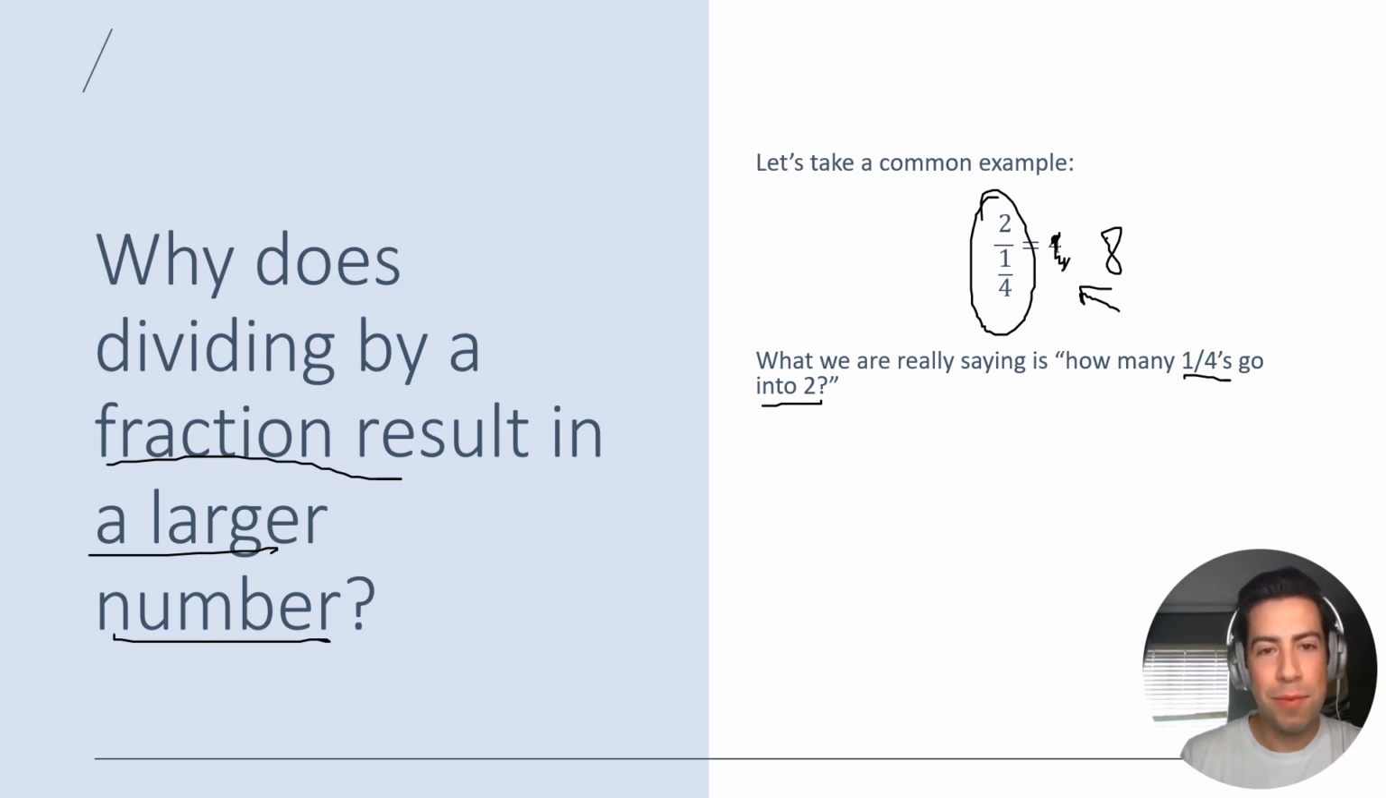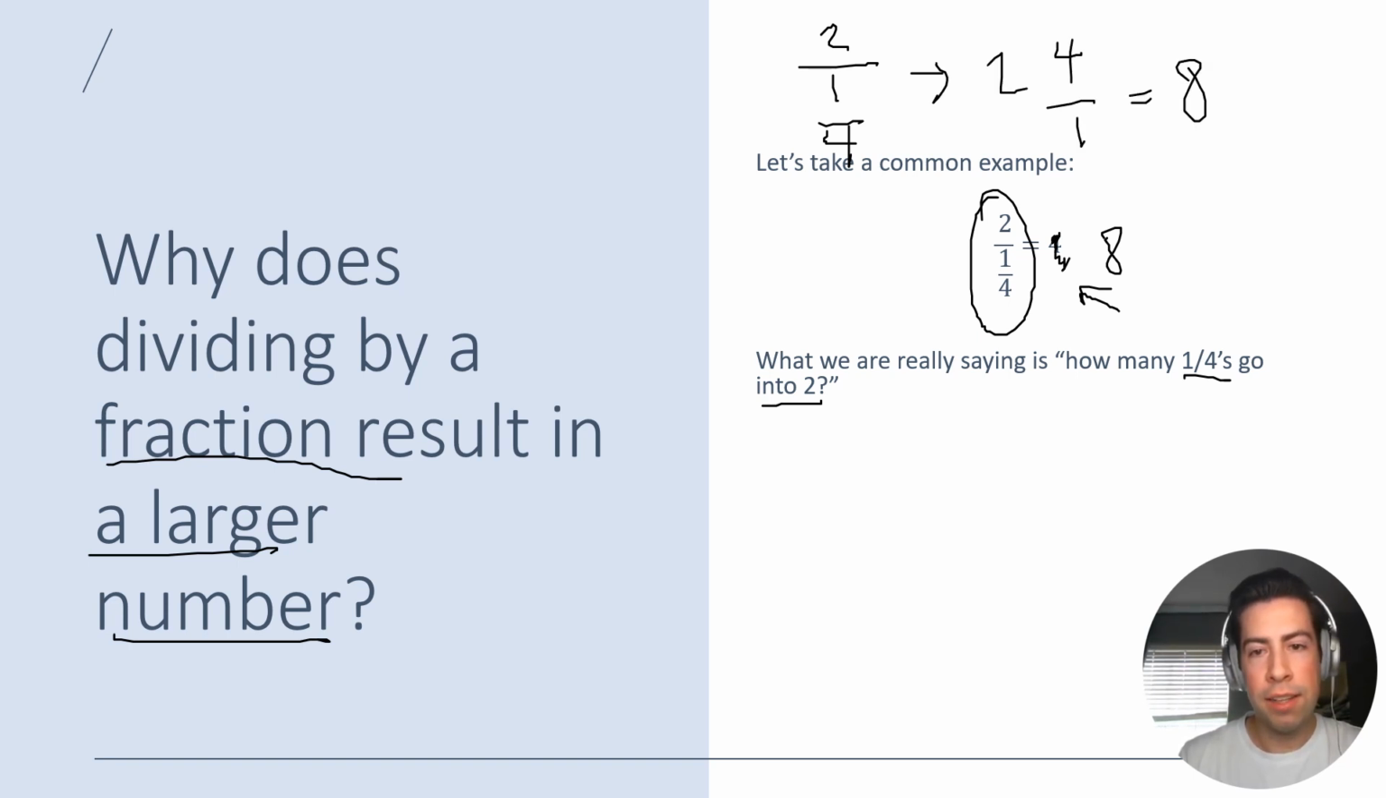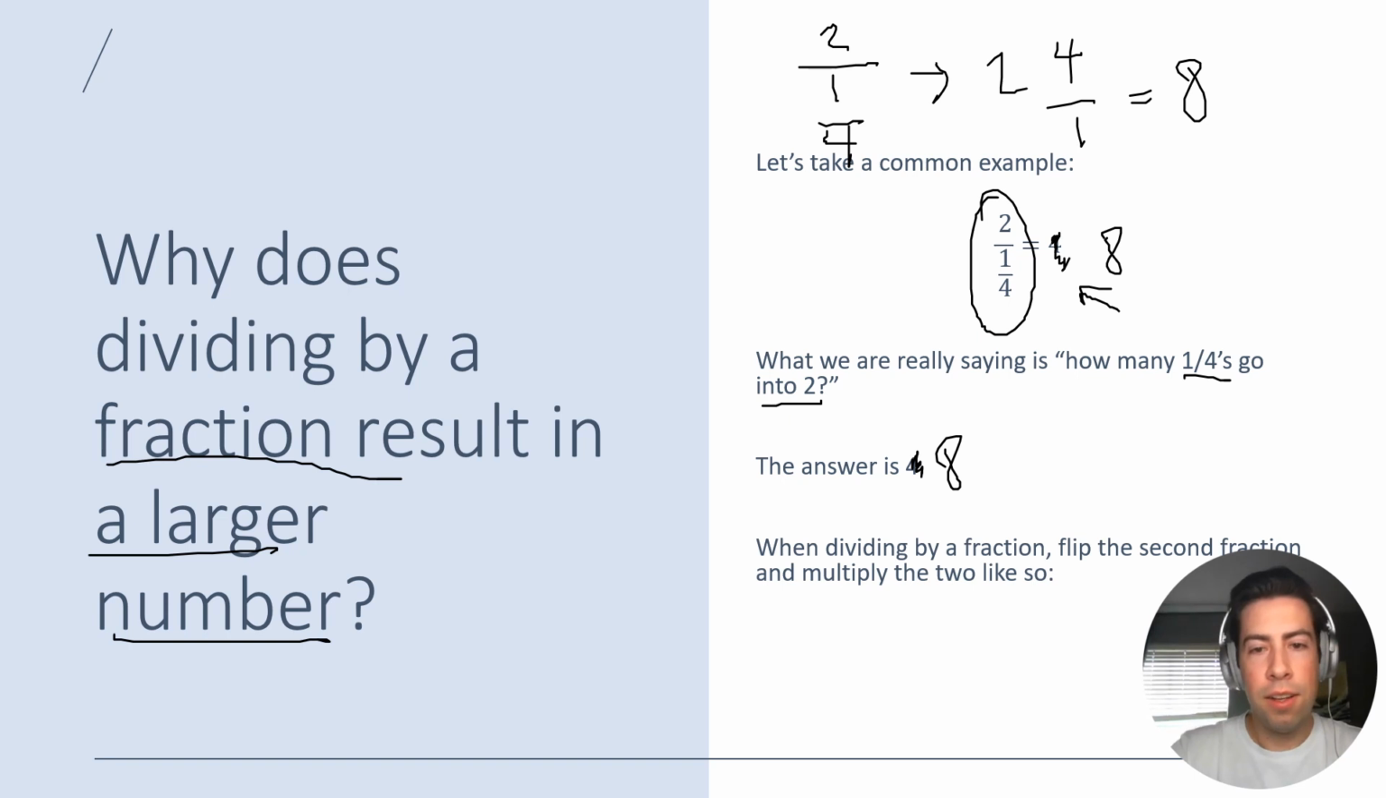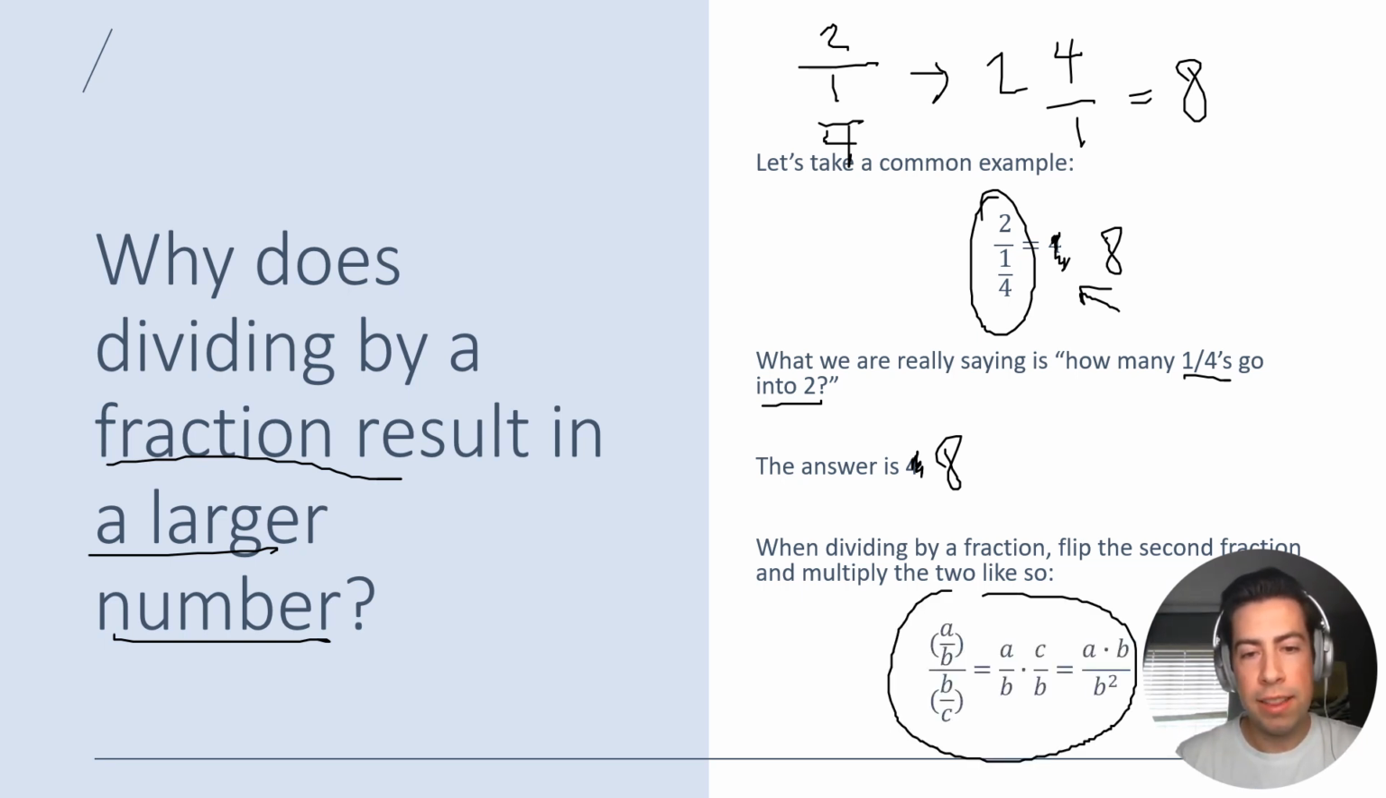So just ignore that. Sorry about that little issue there, but let me show you how we would solve this. This would be 2 multiplied by 4 over 1, and that's going to equal 8. So that's just something to keep in mind. Sorry, guys, again, it should be 8. As a general rule, when dividing by a fraction, flip the second fraction and multiply the two. So basically you're going to get them lined up like this: a divided by b divided by b divided by c. A lot of division there.